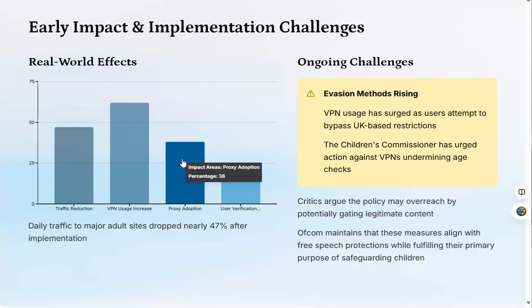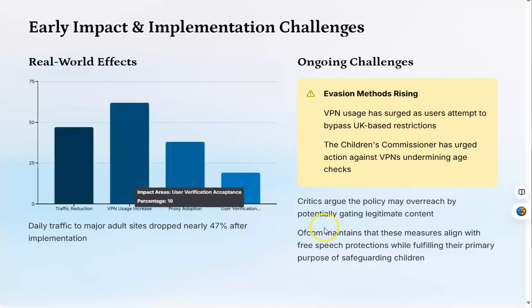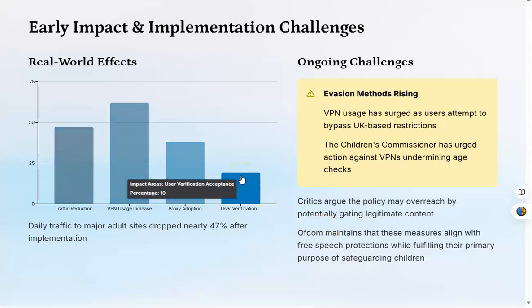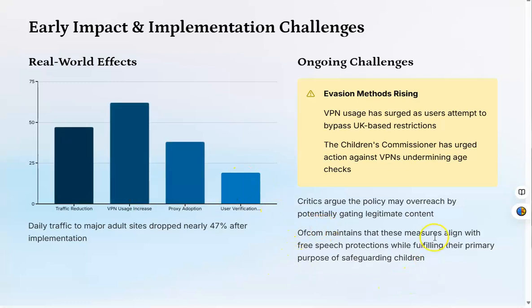38% using proxies, which are the VPN's little brother. They will hide your location, but they don't encrypt your data, so they're not really as secure. But you can often get these for free. User verification acceptance, an increase of about 19%. Lots of critics here. The policy is very, very overreaching, and it's actually stopping legitimate content, chasing it off the web as well.